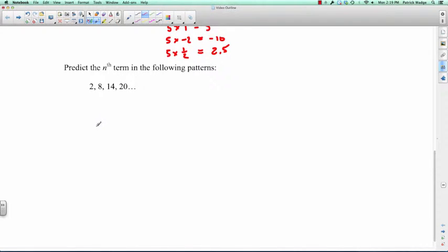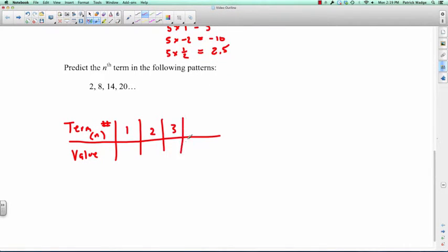So the way we can set this up is the same way I showed you last time. We have term number and we've got the value, or the term itself. I think last time I did this vertically. I'll do it horizontally today. So term number, this is your n. We have our first term, our second term, our third term, our fourth term, our fifth term, etc. What is the first term? The first term is 2. The second term is 8. The third term is 14. The fourth term is 20.